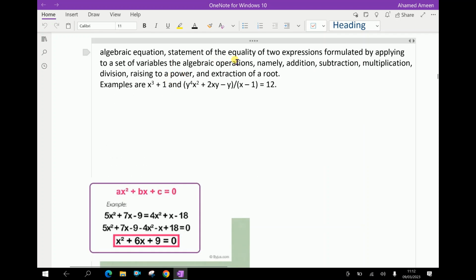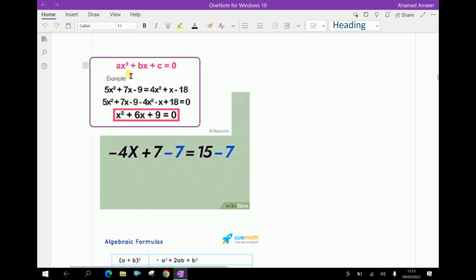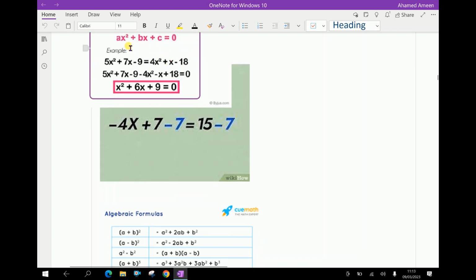Algebraic equation: a statement of the equality of two expressions formulated by applying to a set of variables the algebraic operations, namely addition, subtraction, multiplication, division, raising to powers and extraction of roots. For example, here x cube equal to x cube plus 1, and x y power 4, x squared plus 2xy minus y divided by x minus 1 equal to 2. These are some examples of equations. Here, this is a quadratic equation. Very basic structure of a quadratic equation is ax square plus bx plus c, where a should not be 0.